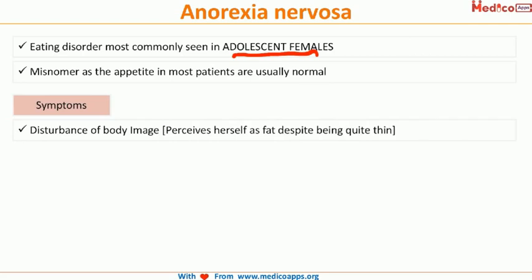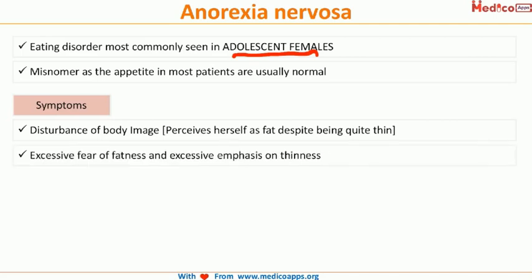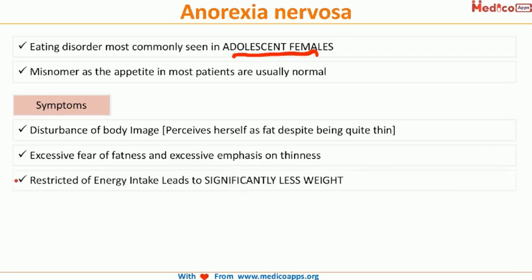The primary issue is that these patients have a disturbance of body image, which means they perceive themselves as fat despite being quite thin, and there is an excessive fear of fatness and excessive emphasis on thinness. So the primary psychological disturbance is a disturbed body image, and hence they have an excessive morbid fear of fatness. All this leads to a restricted intake of energy, leading to significantly less weight.